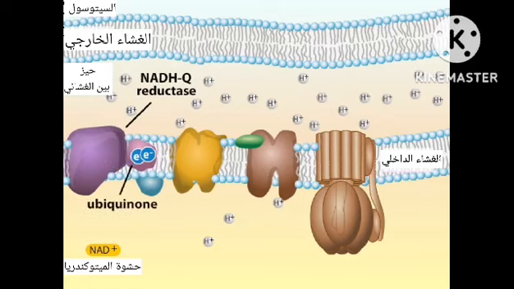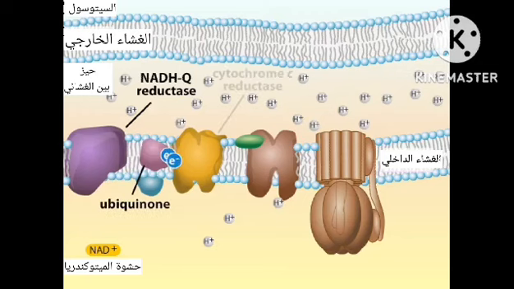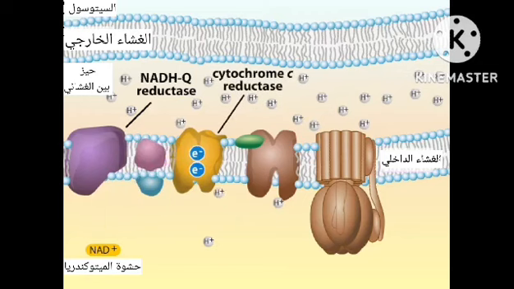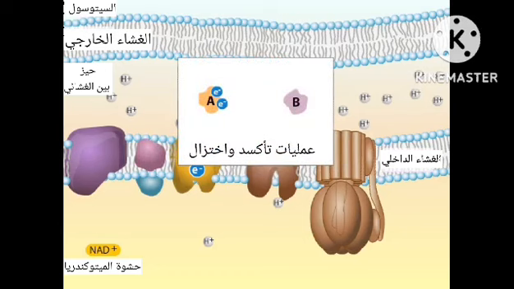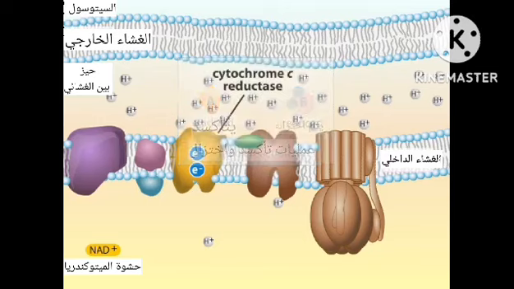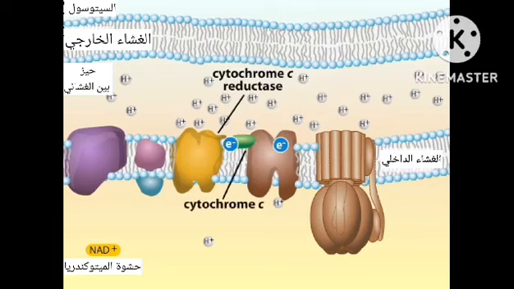In turn, ubiquinone passes the electrons to cytochrome C reductase, a transfer that is coupled to the pumping of protons into the intermembrane space. Cytochrome C reductase derives its name from a redox reaction that it participates in. In redox reactions, molecules that gain electrons are said to be reduced, while those that lose electrons are said to be oxidized. Cytochrome C reductase reduces the next carrier, cytochrome C, by donating electrons to it.